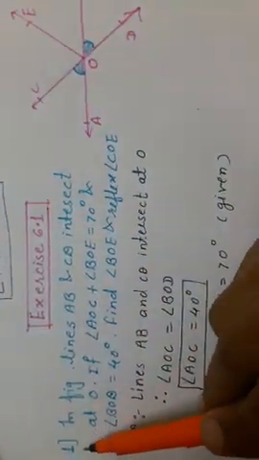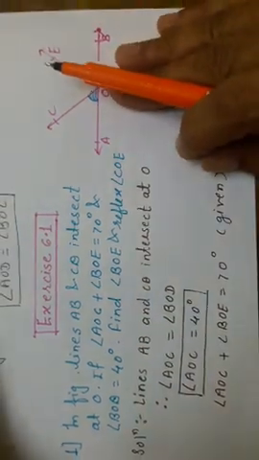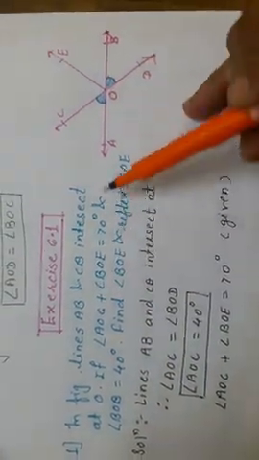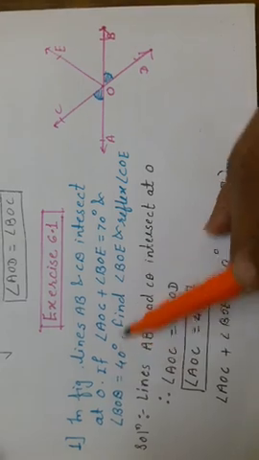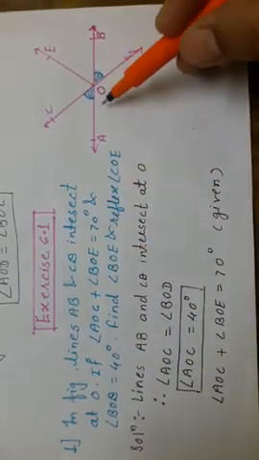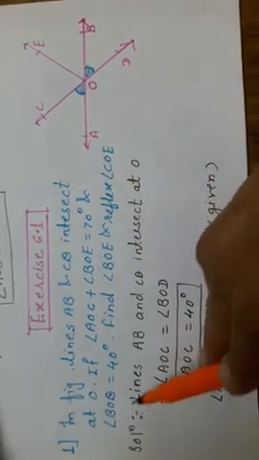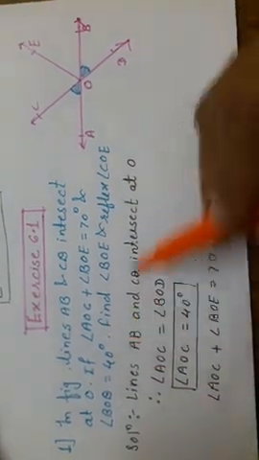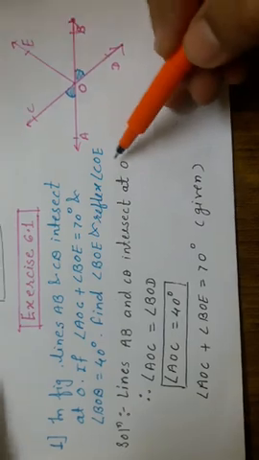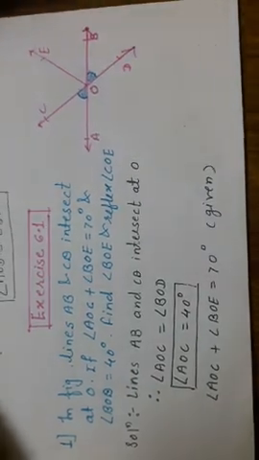We will start the first problem. In the figure, lines AB and CD intersect at O. If angle AOC plus angle BOE is equal to 70 degrees and angle BOD is equal to 40 degrees, find angle BOE and reflex angle COE.